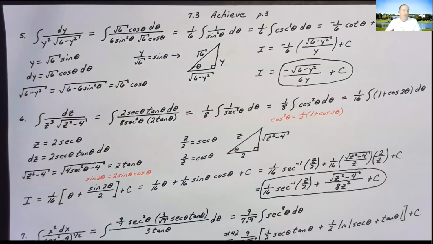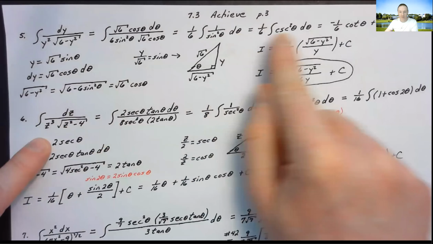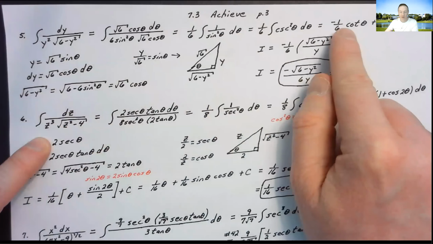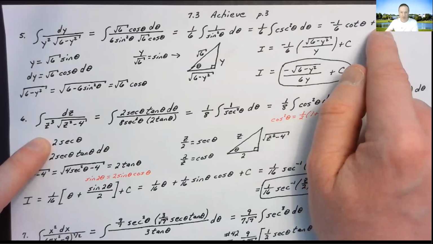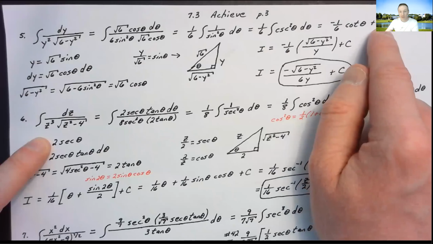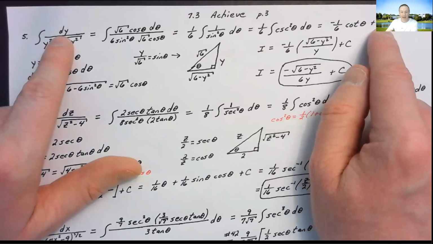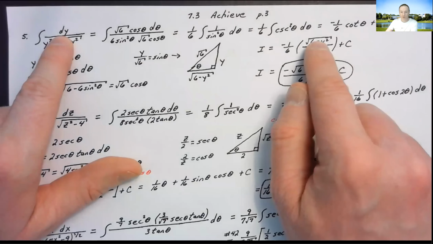And then you have to go back to your trig knowledge and say, well, I know that the derivative of cotangent is negative cosecant squared. All right, then the integral of cosecant squared is a negative cotangent. That's why from this step to this step, it went from positive to negative 1/6 cotangent theta plus your constant of integration. Now, we needed the answer back in terms of y. That's where this comes from.